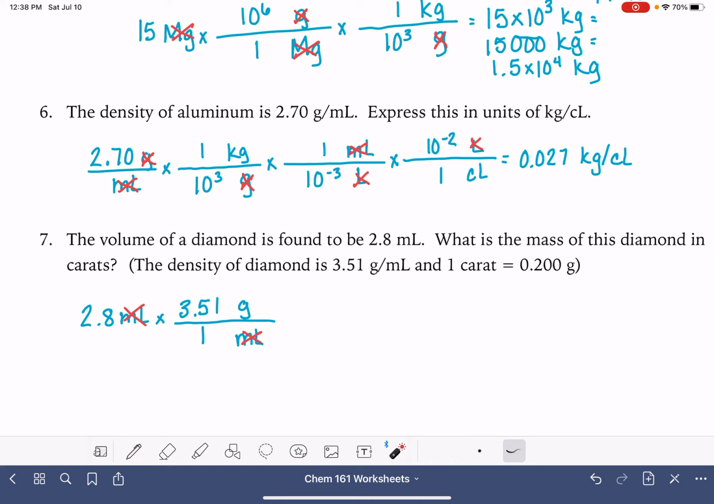It's asking us specifically to solve for the mass in units of carats, and the conversion between carats and grams are provided. So for our next step, we want to cancel out that gram unit and convert into the carat unit using this relationship, which tells us that 1 carat is 0.200 grams. So that's going to give us 2.8 times 3.51 divided by 0.2, 49.14 carats.